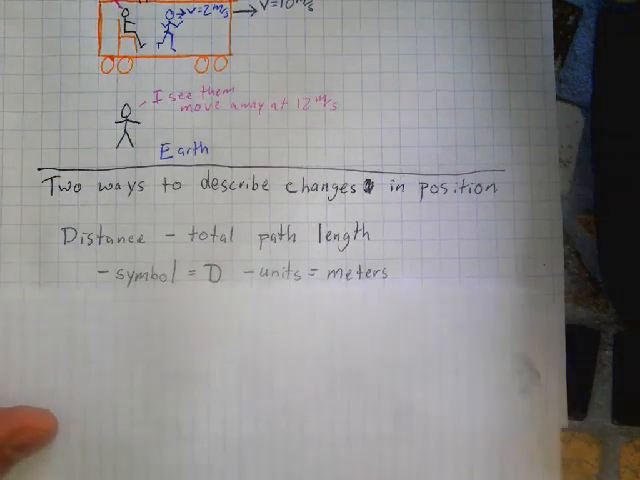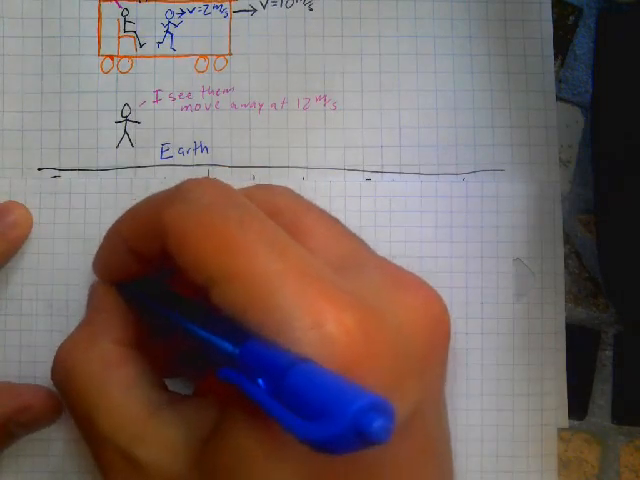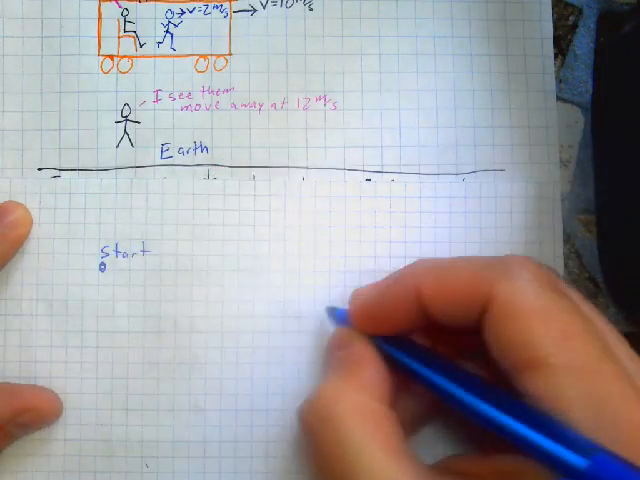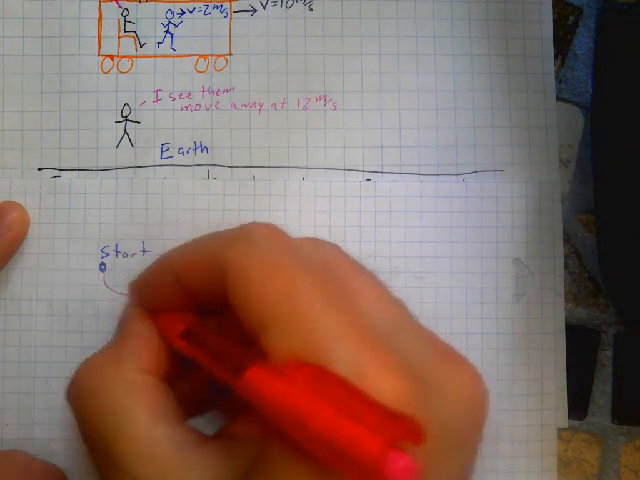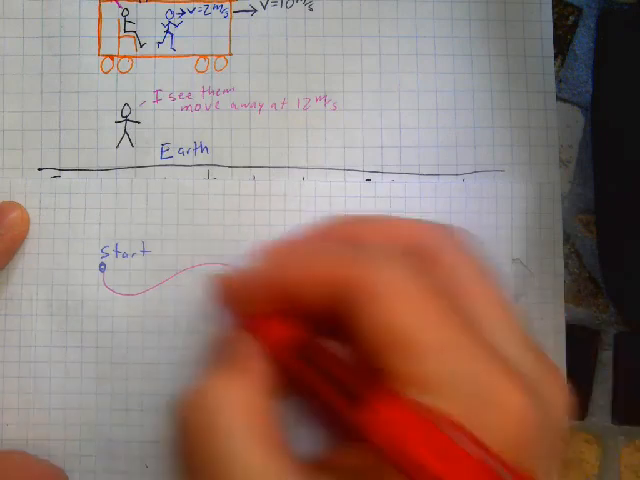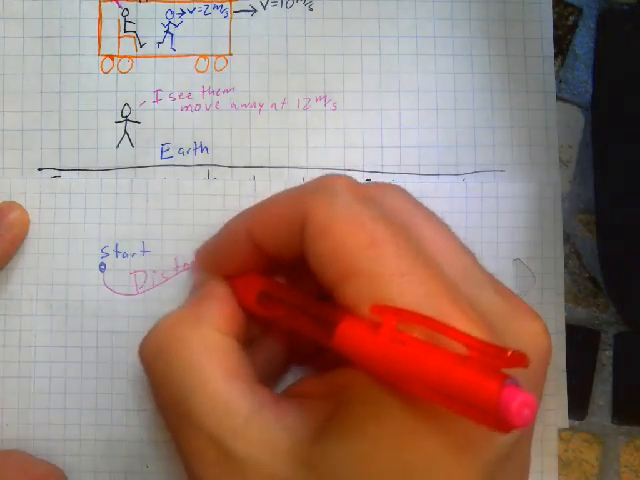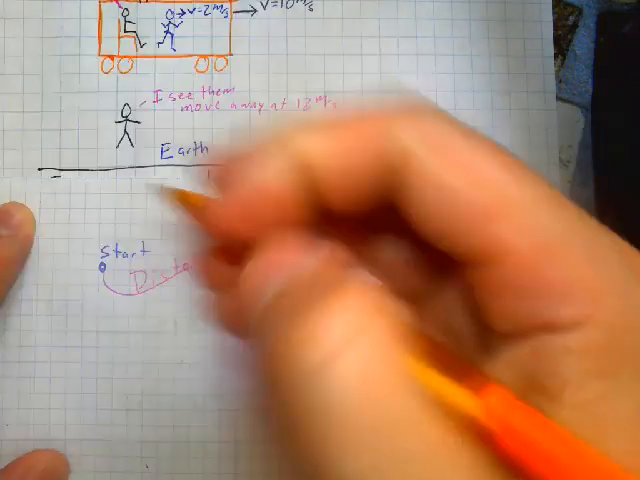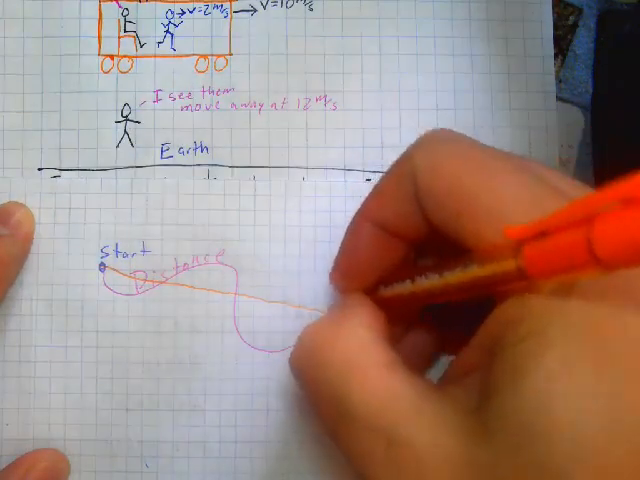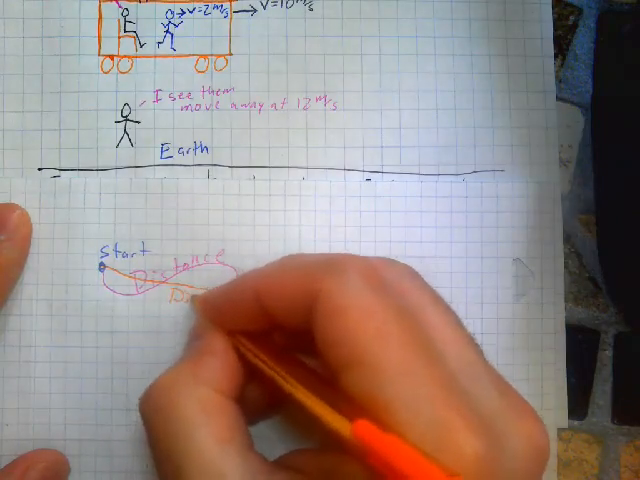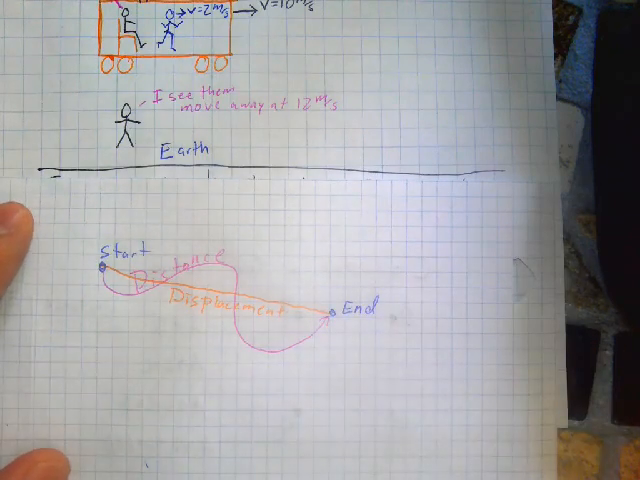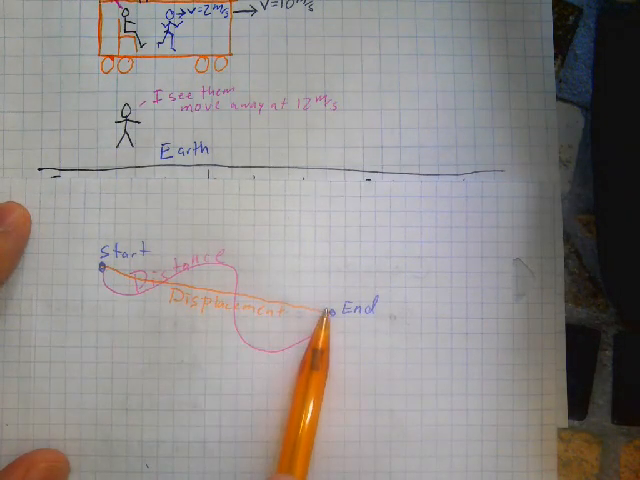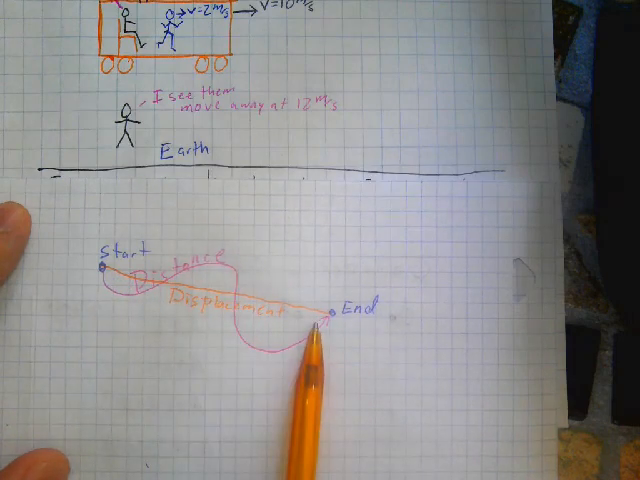Real quick, one way that I like to illustrate that is if I start here, and I end here, but I take this path, here is my distance, and then the straight line between the two is the displacement. I can't draw straight lines. Okay, so the displacement's from here to here, but the distance is going to be the total path length. So let's talk about this some more.